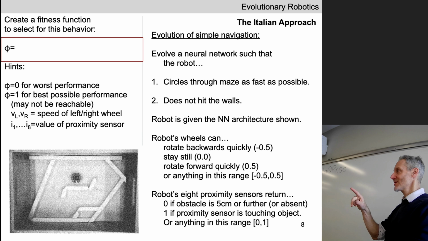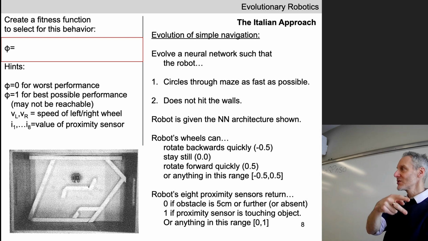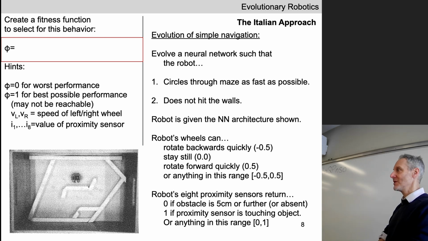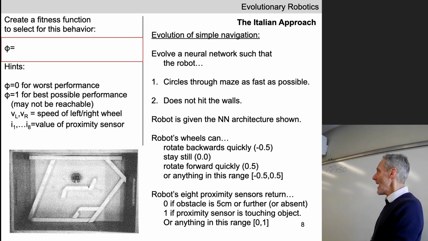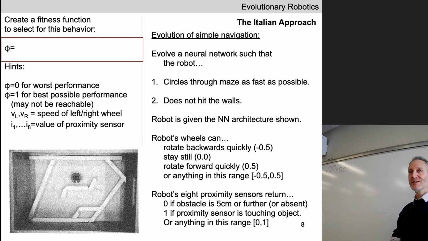Could spin in place, could spin the other way. Both wheels could go backwards and it could crash backwards into the wall. As we look at lots of different fitness functions in this class, I want you to try and run the evolutionary algorithm in your head and try and guess what kind of behaviors are going to come out.